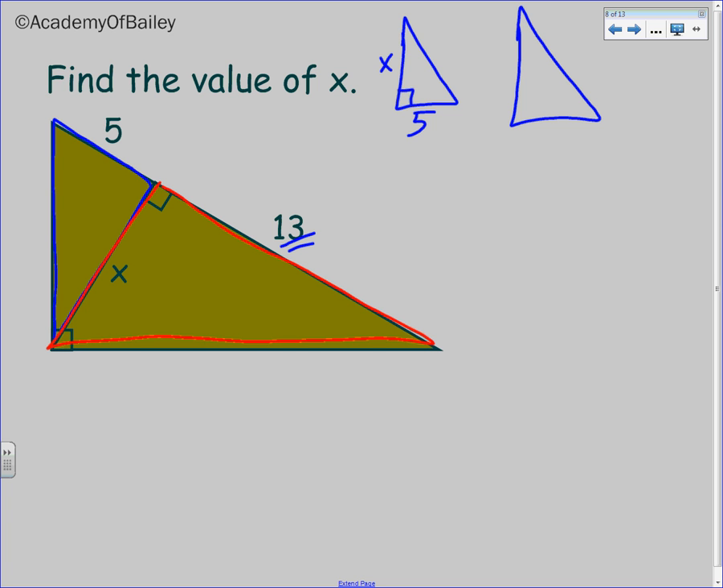No, 13 is not the bottom. If I were to take this triangle here and turn it sideways to stand it up, kind of like I've done here, 13 now becomes this part, and x is the bottom. That's what I meant by the bottom. There we go. You see how that works?